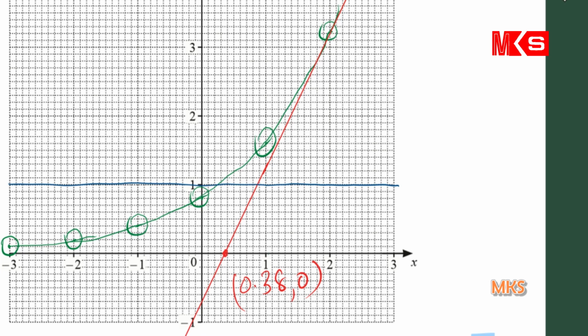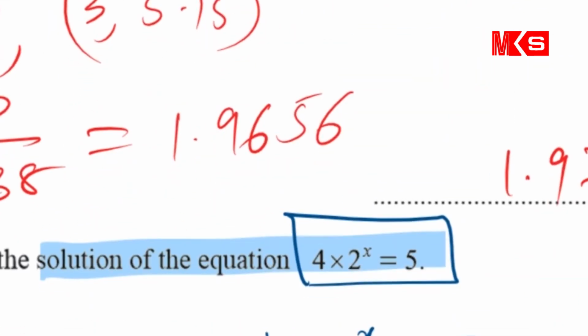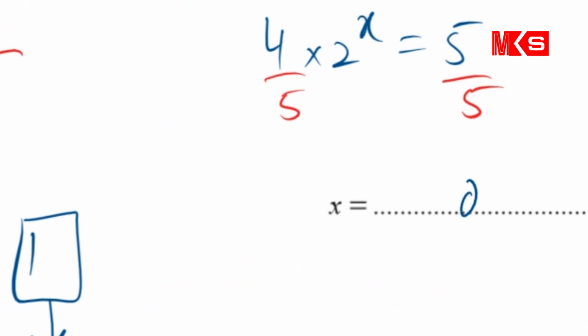Use the ruler to draw it, y is equal to 1. And where this line cuts the graph, this is where it cuts. That would be the solution. And that looks like 0.25. So it should be 0.25.